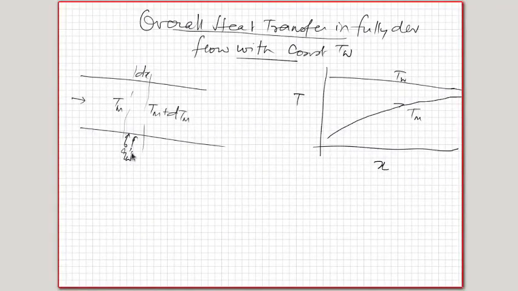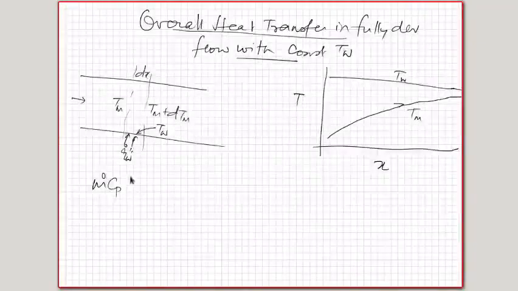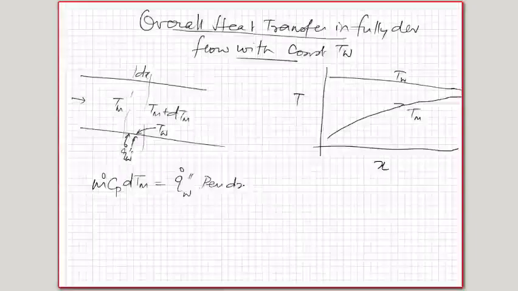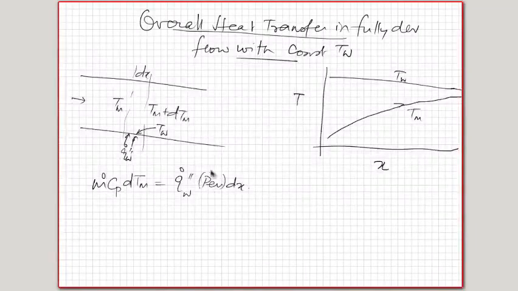There is nothing said about whether Q wall is constant or T wall is constant or both are variable. Let's take the most general case. So we can write that if m dot is the mass flow rate through the pipe, m dot into Cp multiplied by dTm, that is the change in temperature. This happens because of the heat transfer that is happening, which is Q dot double prime at the wall multiplied by the perimeter into dx. Okay, so this is what we had written.